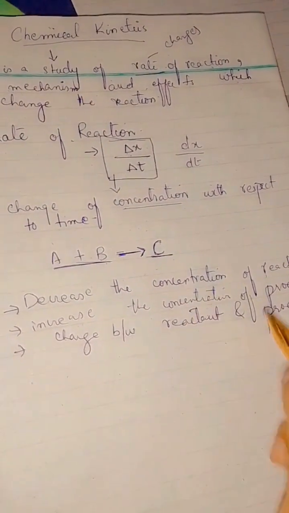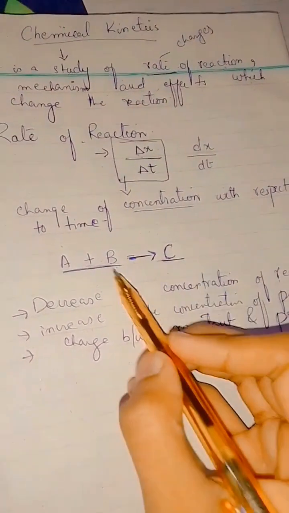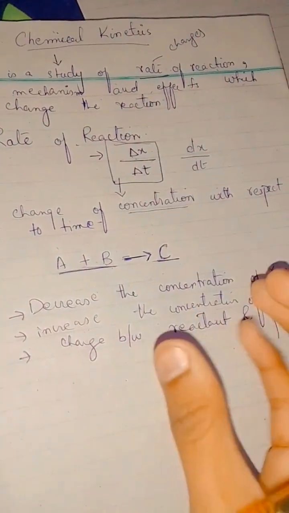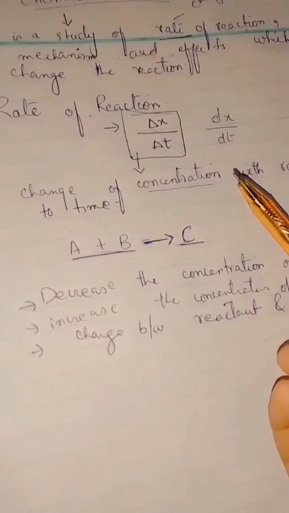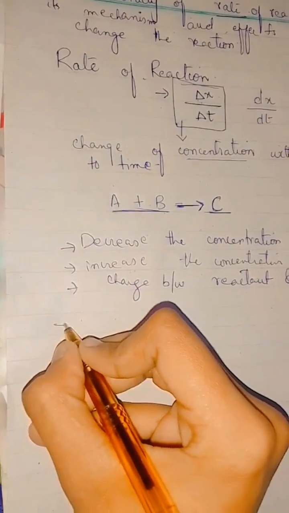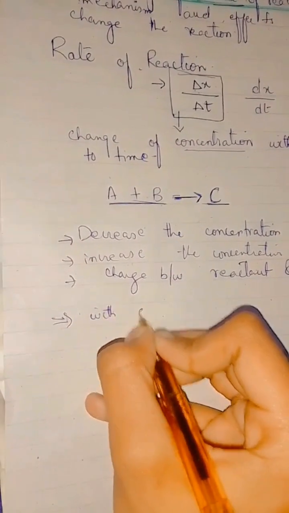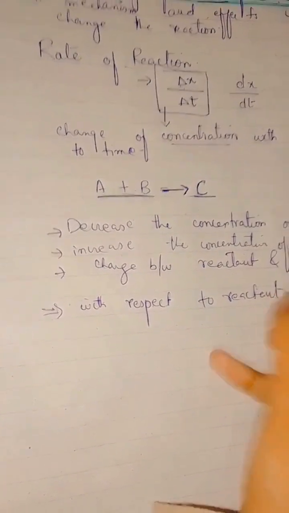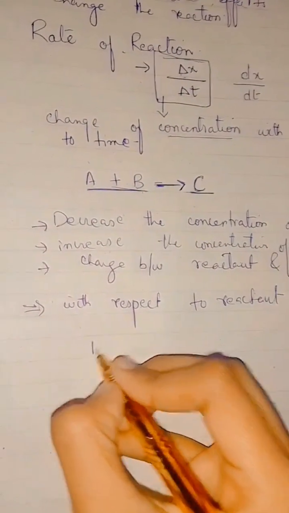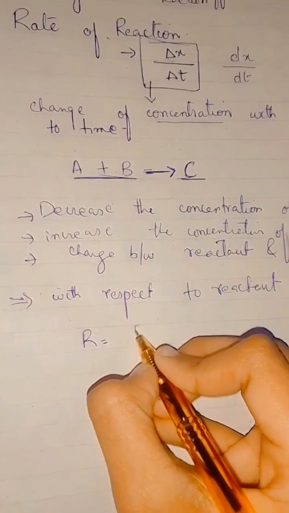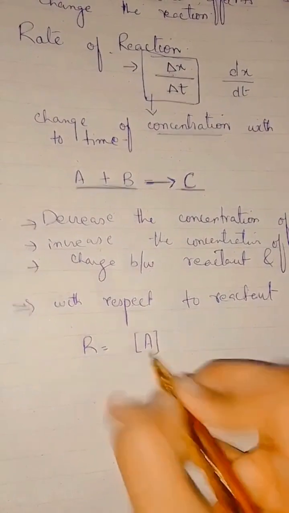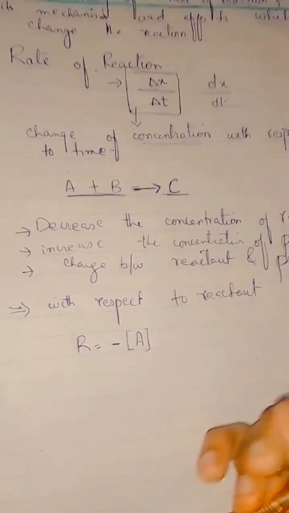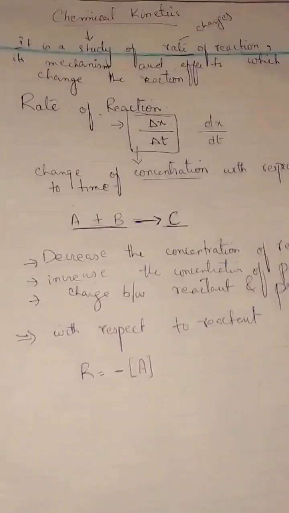There will be a change between reactant and product. As we know, when the reactant reacts, it forms a product, and the product is different from the reactant, so that is known as the rate of reaction. If we derive an equation with respect to the reactant, for example A, that reactant will always have a minus sign. Why? Because the reactant is decreasing.